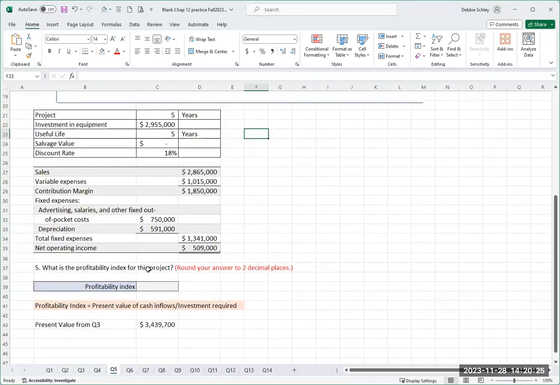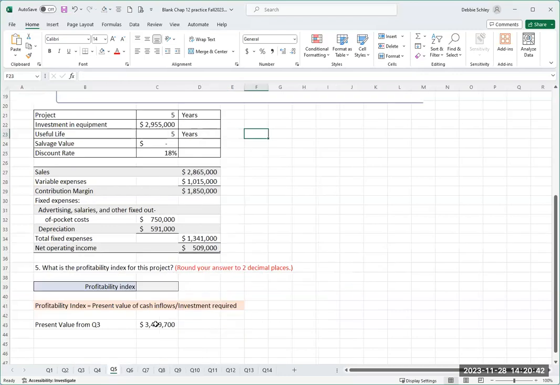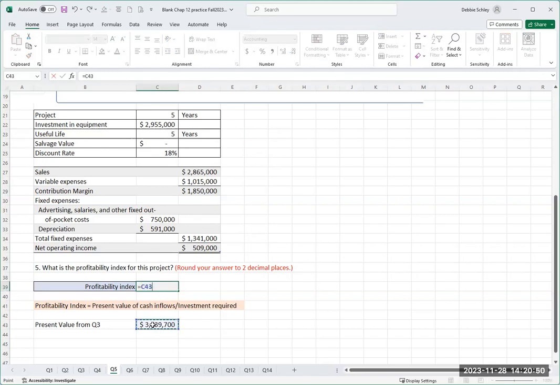What is the profitability index for this project? So remember, profitability index is the present value of cash inflows. And I have that from question 3, right? That was the answer to question 3. That's my present value of cash inflow. So I put that right there, divided by the investment required. So that's going to be the present value of cash inflows divided by the investment for the equipment. And round the answers to 2 decimal places. And this is just a number. It's not a percent or anything else. Profitability index is just a number.